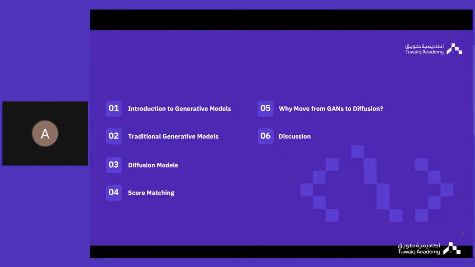بعد كذا traditional generative models، صراحة I wouldn't say traditional، بس for the lack of a better word I will call it traditional generative models. بعد كذا we will talk about diffusion models, and then we will talk about score matching, which is another way to implement it. And then we will discuss briefly why we made the move from GANs to diffusion and what actually cases require us to move from GANs to diffusion. And then we will have a discussion if any questions are present from the audience.